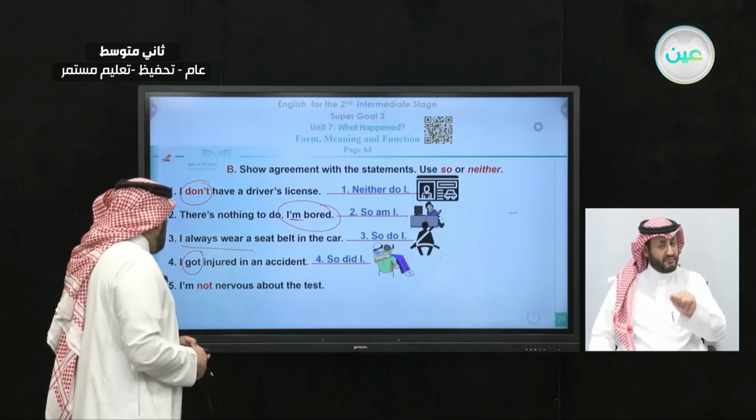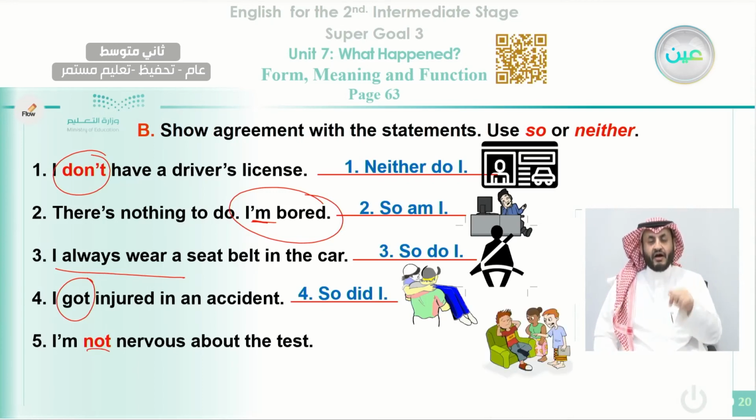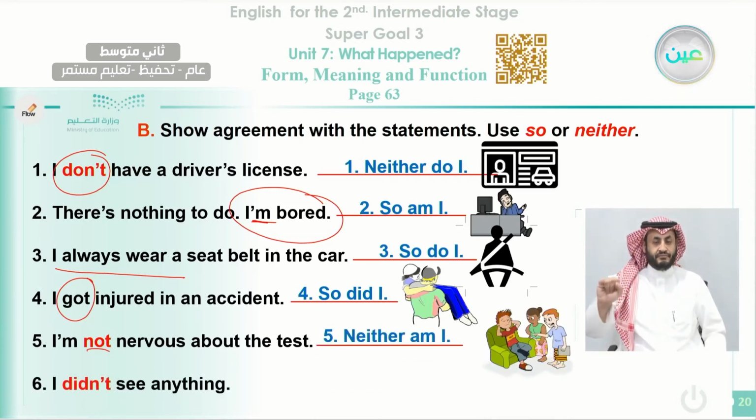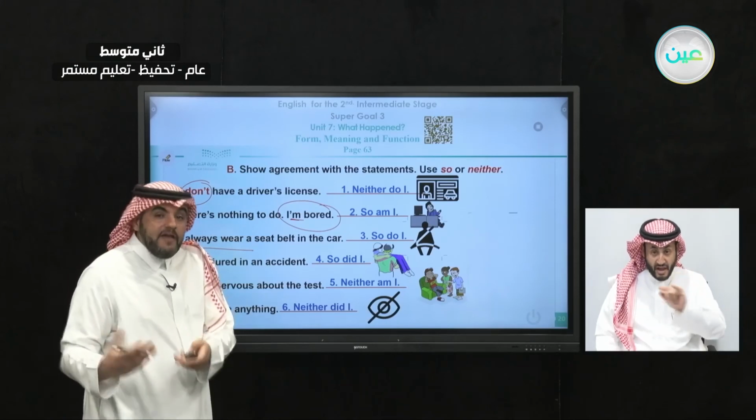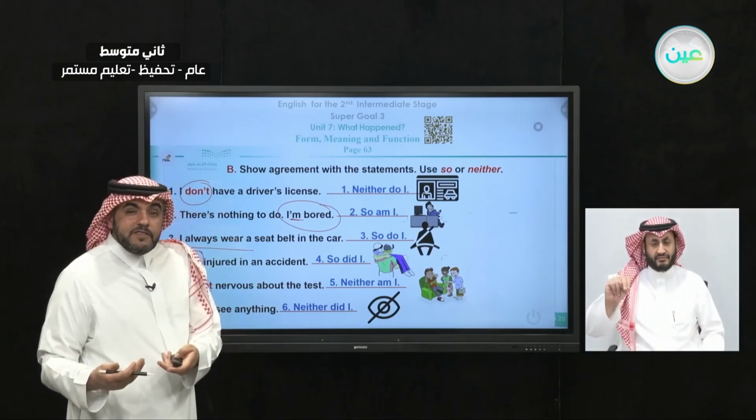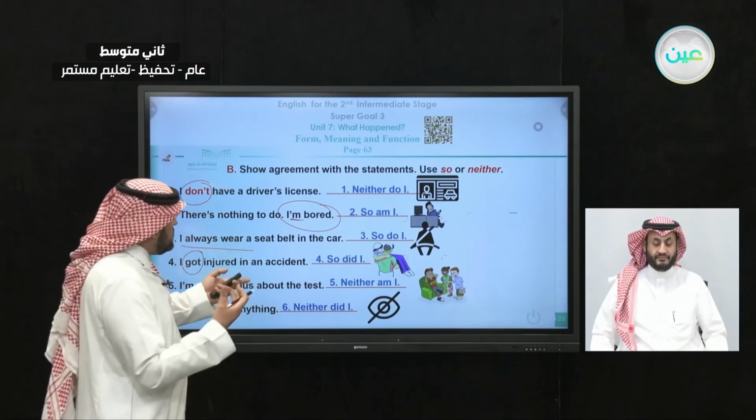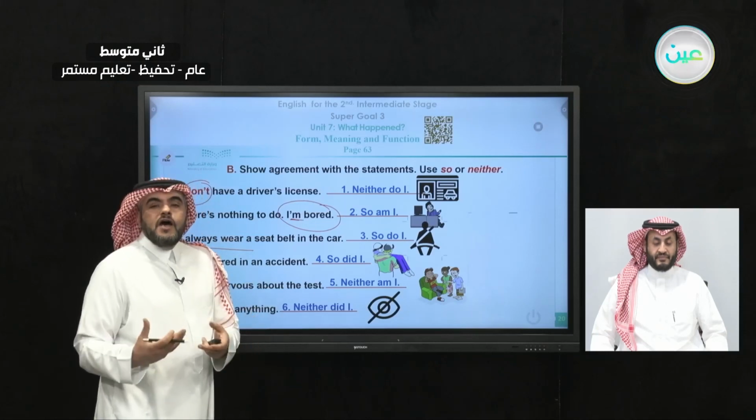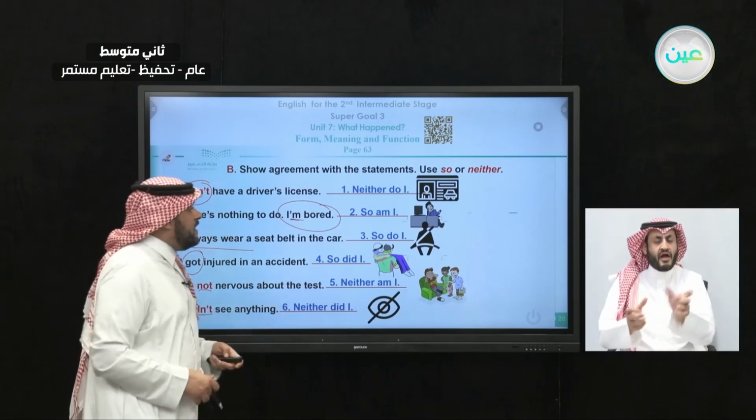Okay. Number five, "I am not nervous about the test." Notice here, "not". So we use "neither" here for sure. We can say here, "Neither am I." And number six, "I didn't see anything." You can say also, "Neither did I." Why? Because here "didn't" is in the past and it is in the negative form. So again, you use "neither" with negative sentences, and you use "so" with affirmative. Okay, and sometimes you use "did", sometimes you use "do" or "am". It depends on the tense, on the time of the speaker's speech, or writing.